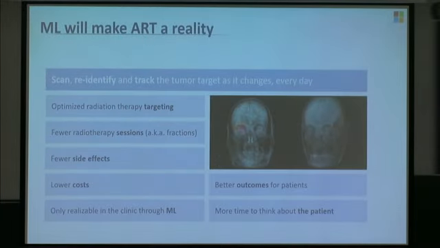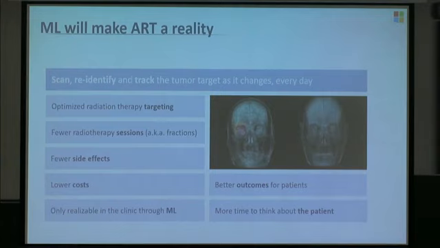And if we can do that, if we can really scan, re-identify and track the tumour target as it changes every day, there's lots of nice things that we can do that are really helpful. We can optimise our targeting. We can potentially treat the patient in fewer treatments, which is an interesting idea. It saves on resources and it's less of a burden to the patient if they can come for 4 weeks of treatment instead of 6.